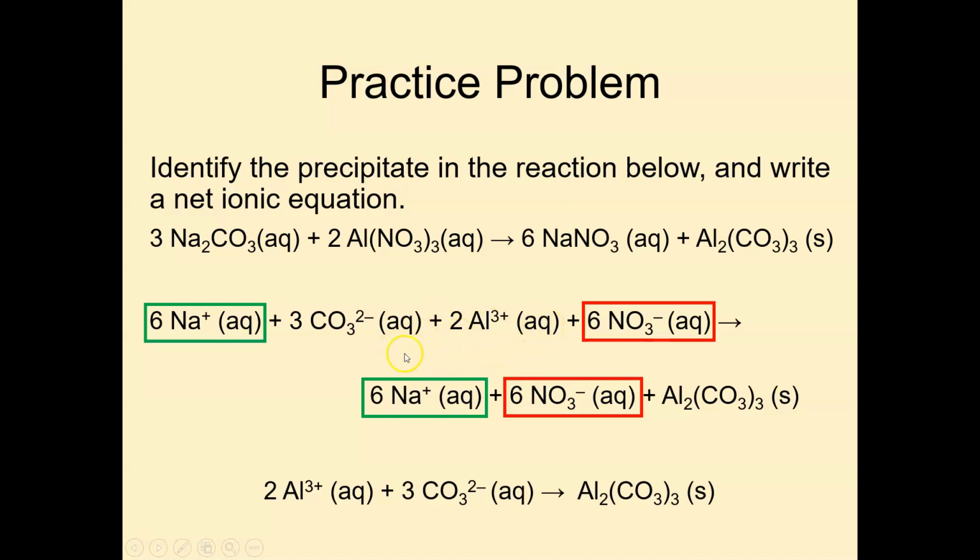and for the sake of my own neatness, because you always write the cation before the anion, I brought everything down to write the net ionic equation, but I also just reversed the locations of aluminum and carbonate. 2 aluminum ions plus 3 carbonate ions give me a mole of insoluble aluminum carbonate. That is my net ionic equation.